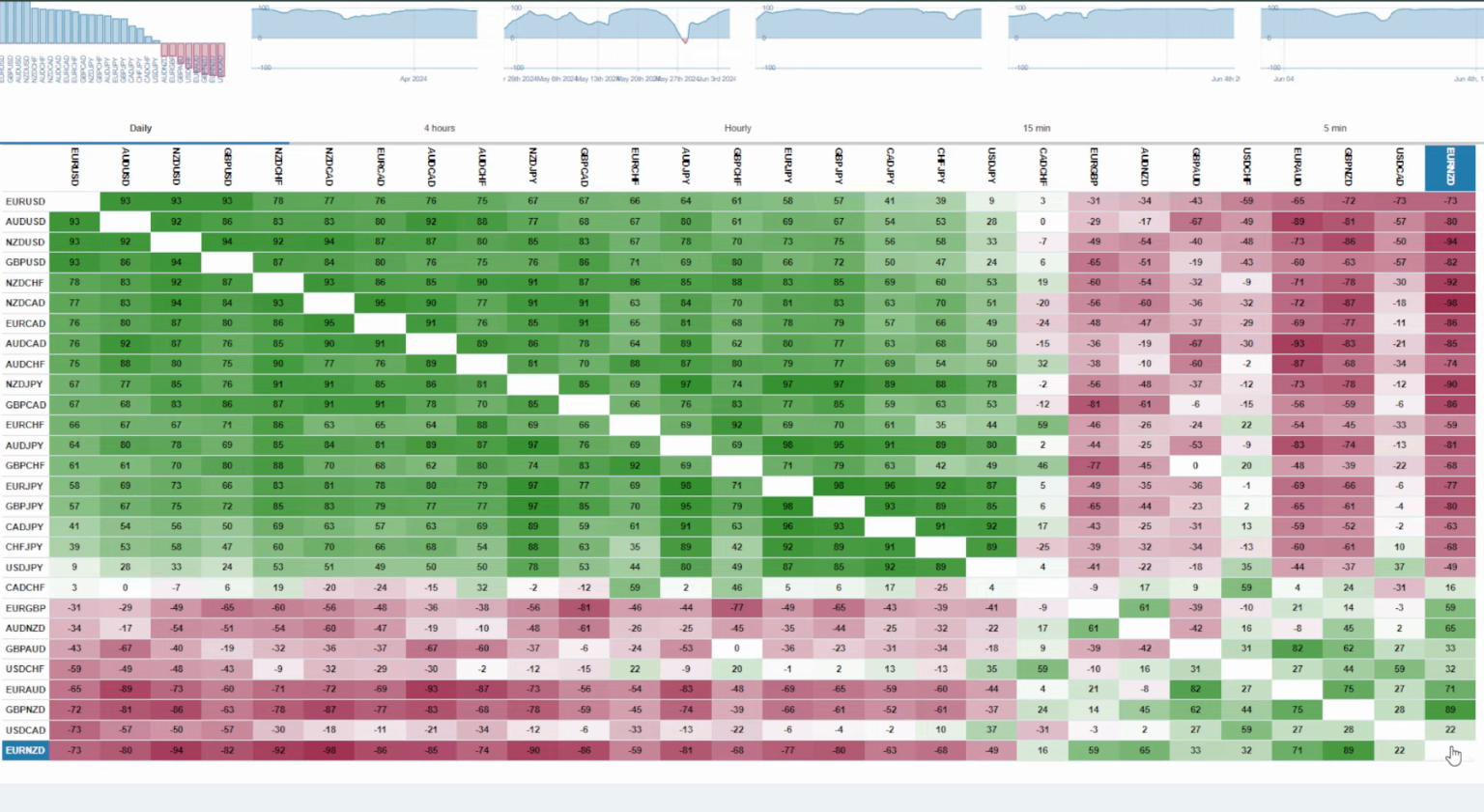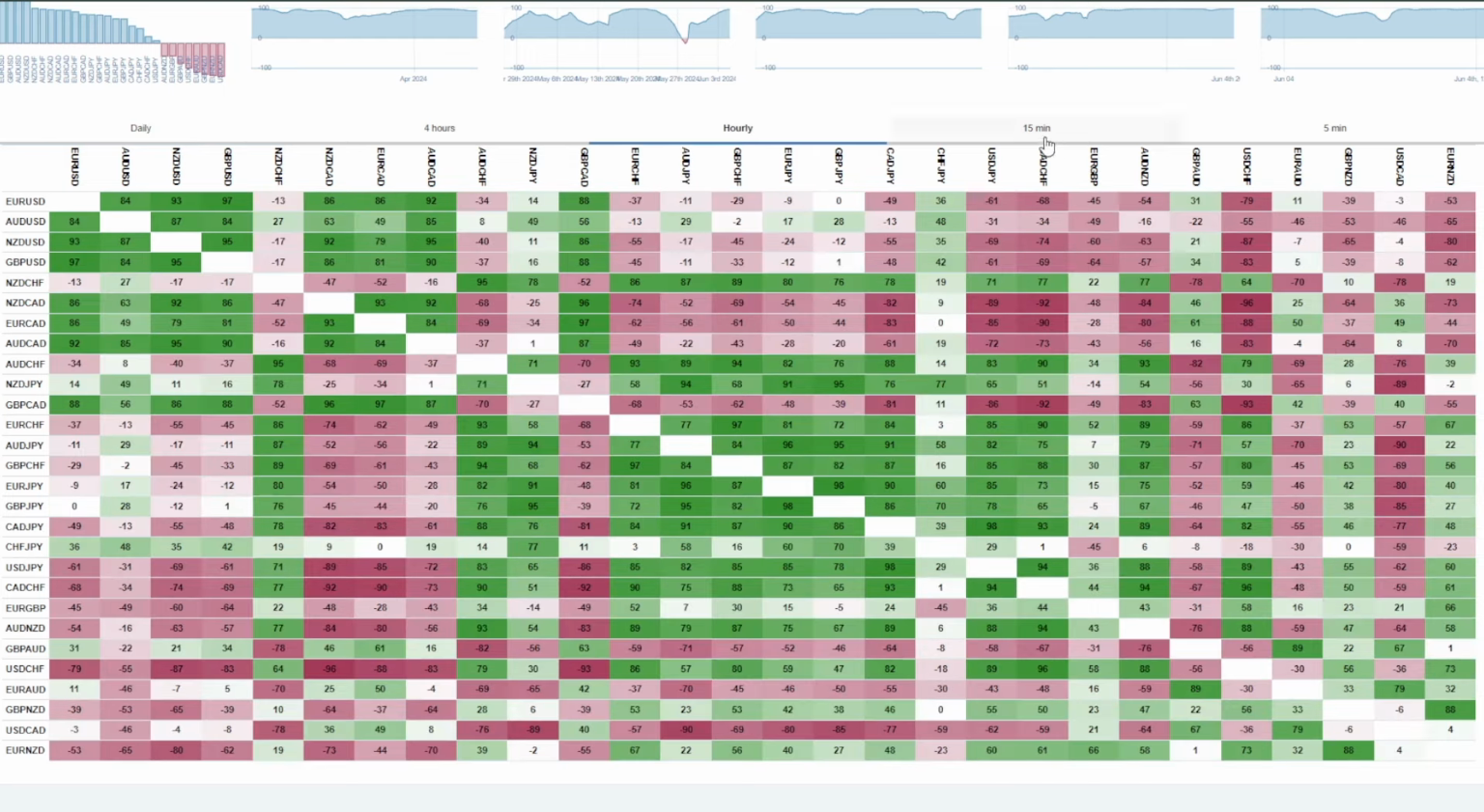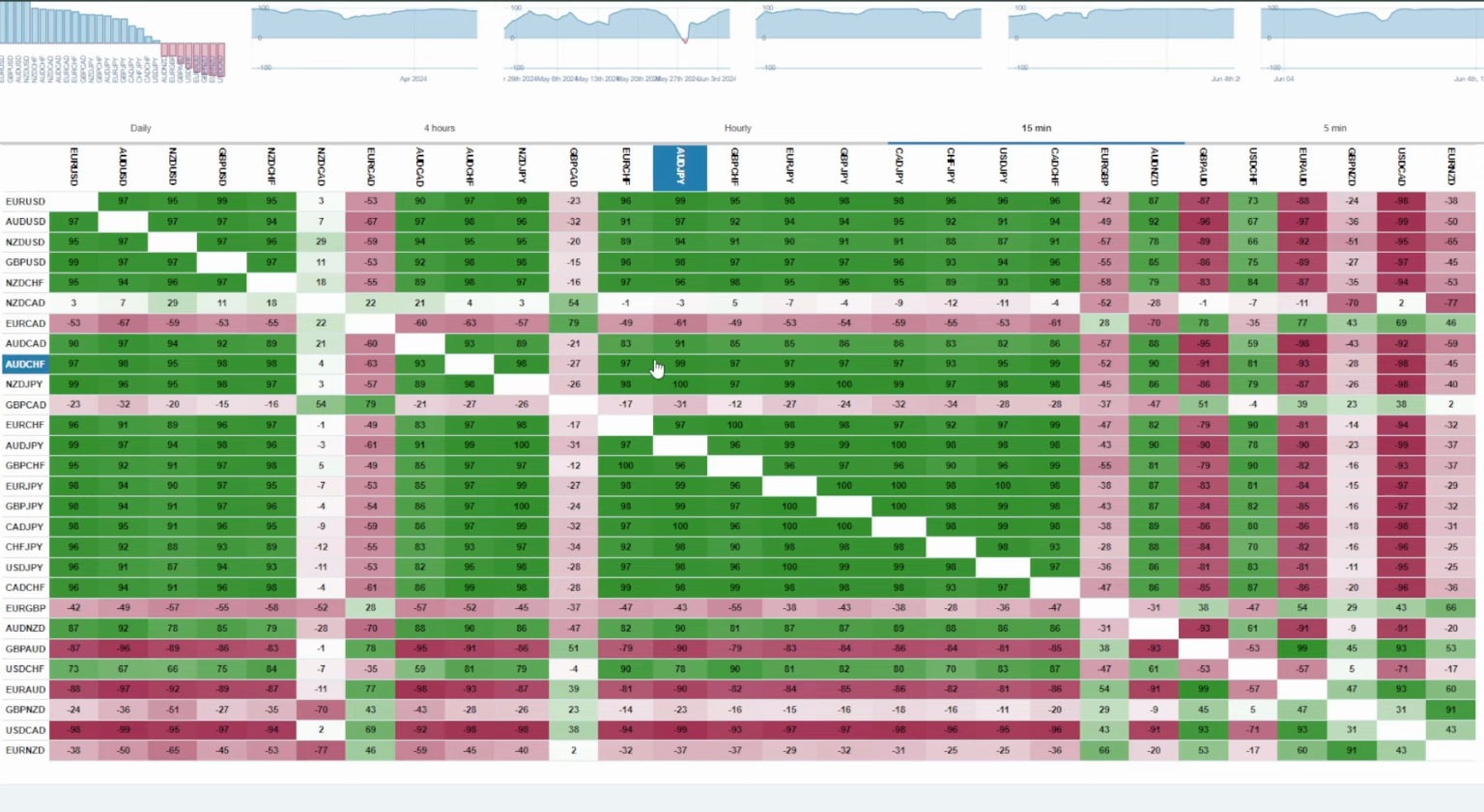Don't overcomplicate it. It's literally just the correlated pairs, knowing that some move in the same way and some move inversely. So if one's up, one's down. Just take a look at the time frames: hourly, we've even got the 50-minute time frame.